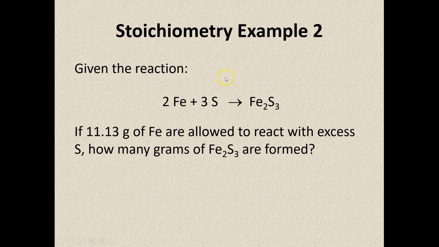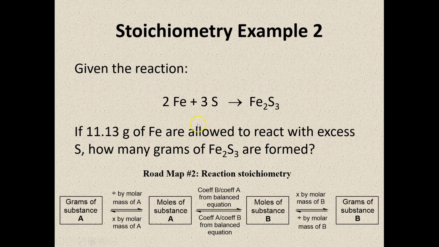Okay, let's try one more. We're given the reaction that 2 moles of iron plus 3 moles of sulfur gives us 1 mole of iron 3 sulfide. So if 11.13 grams of iron are allowed to react with excess sulfur, what that means is that because the sulfur is in excess, it's the iron that's going to determine the yield. And so it's our limiting reactant. We can use the amount of iron we have to figure out how much iron 3 sulfide is formed.